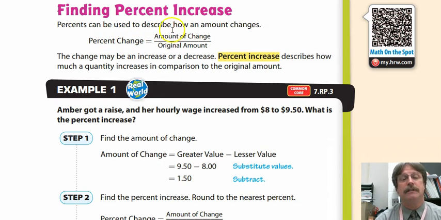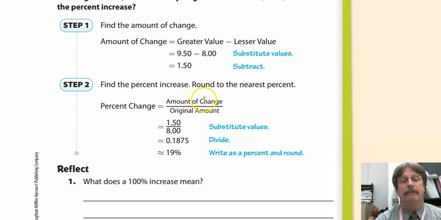The percentage of change is the amount of change divided by the original amount. So in example 1 here, Amber got a raise and her hourly wage increased from $8 to $9.50. What is the percent change? So we're going to highlight the 8, the $9.50, and we're looking for the percent increase. Take the amount of change. We always take the greater value and subtract the lesser value. So $9.50 minus 8 gives us $1.50. We then take that amount of change, $1.50, and divide it by the original amount, $8, and we come up with 0.1875. Then they round it following the rounding rules, and it comes up to about 19% is the increase that occurred.